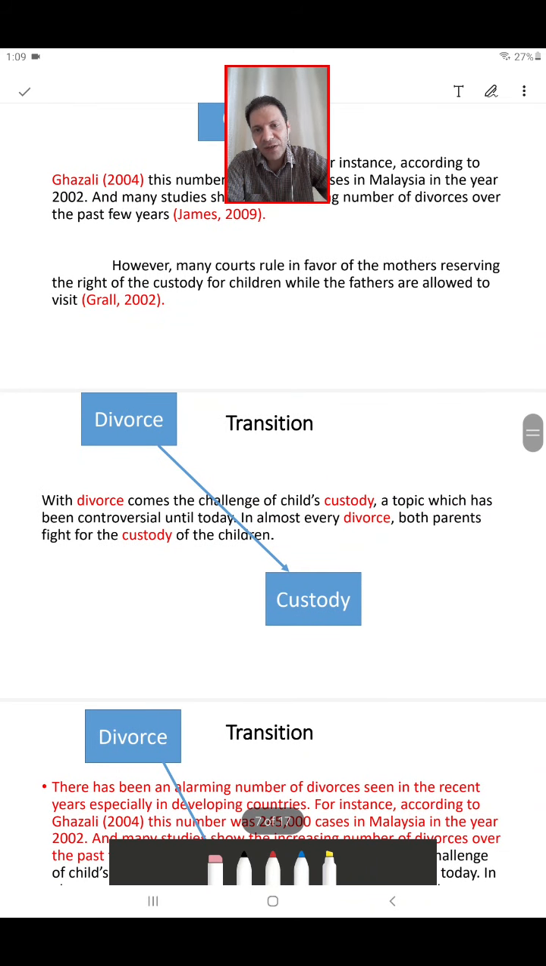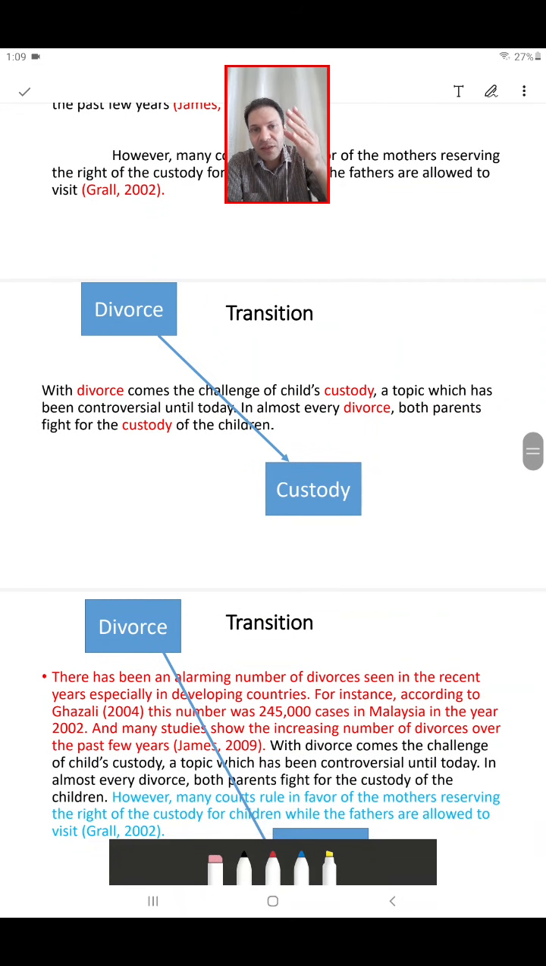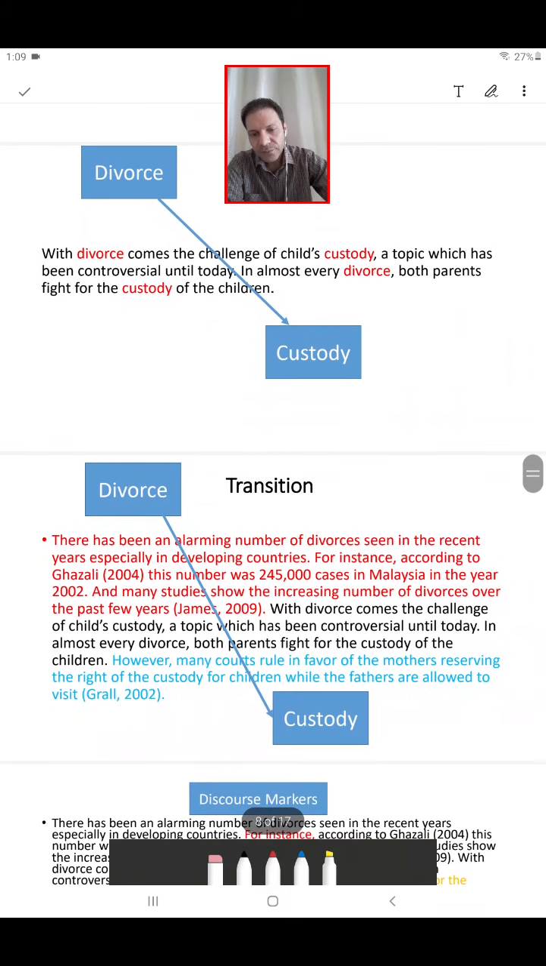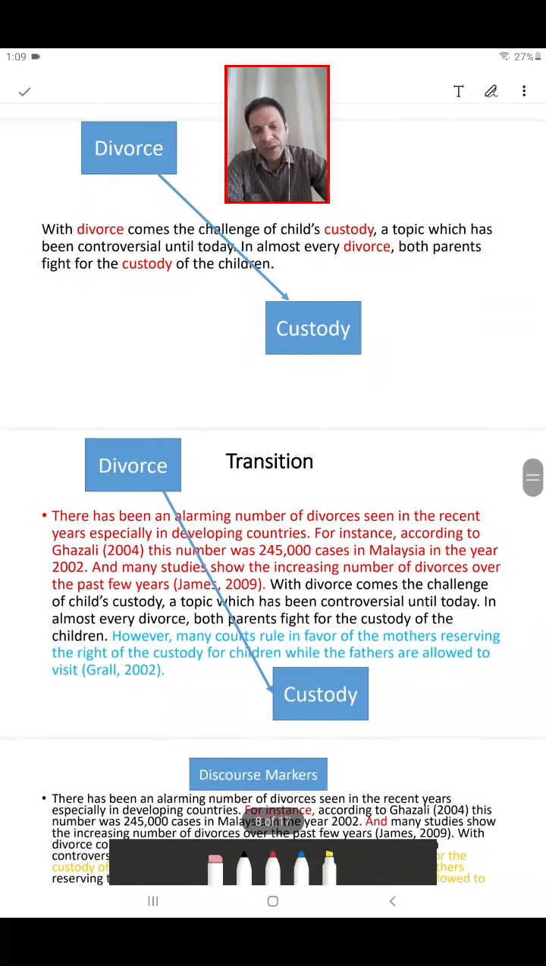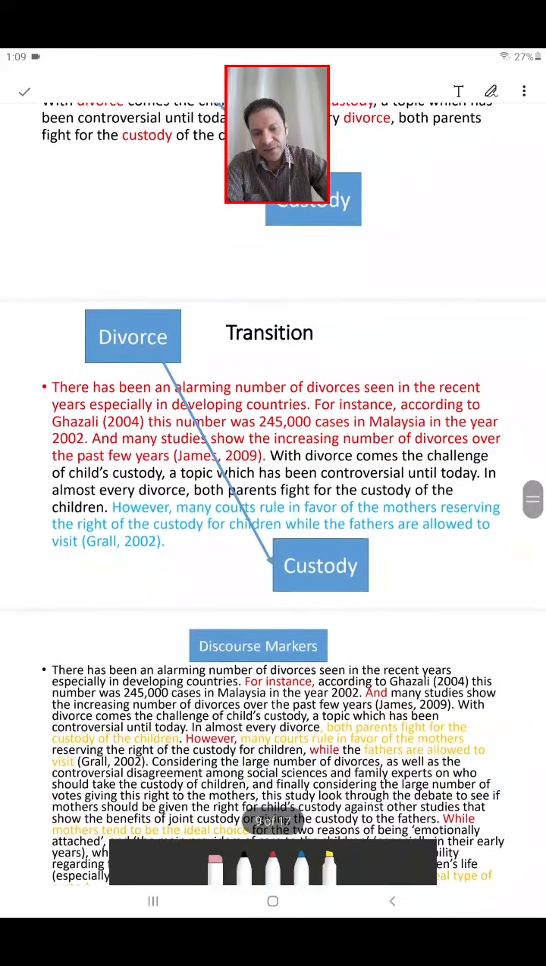So here we have the transition. First, my attention getter is about divorce. Of course, I have citations for that. But I want to talk about custody. So I say, with divorce comes the challenge of custody. Now, you see what I'm doing? I am relating divorce to custody, and then I am going to talk about custody. So there must be something that prepares my reader's mind to move from divorce to custody. You can pause the video and read each sentence.